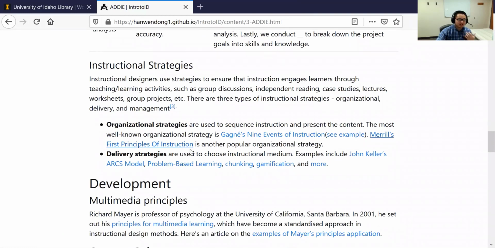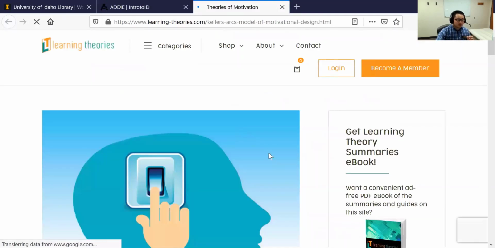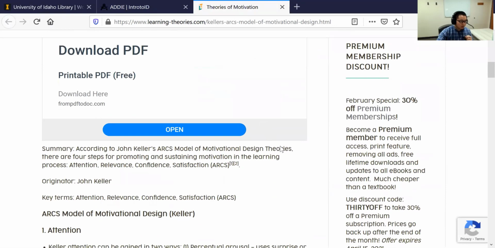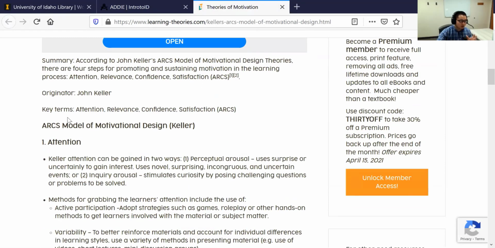When it comes to delivery strategy, this is how we are going to be delivering our content. So what instructional medium are we going to be using? So here we have John Keller's ARC model, which is based on his theories of motivation. So the ARC model is based on the premise that individuals are motivated to learn if there is value in the knowledge that is presented to them. So ARC stands for attention, relevance, confidence, and satisfaction.